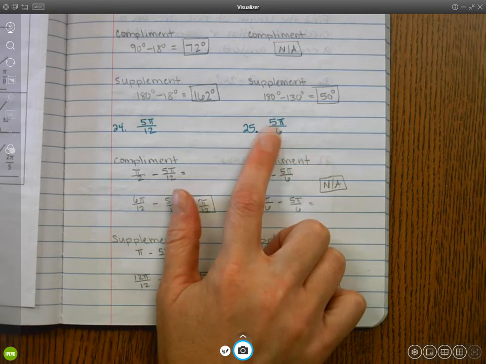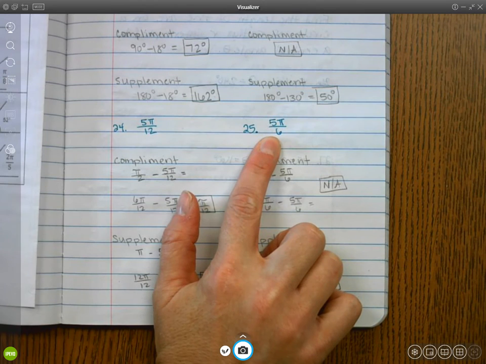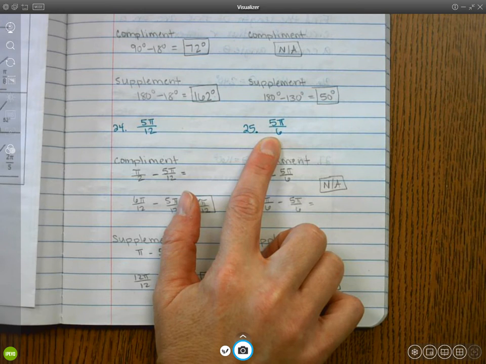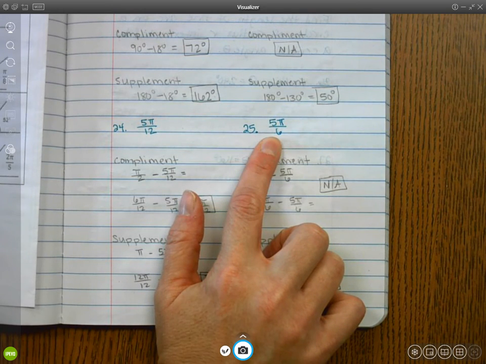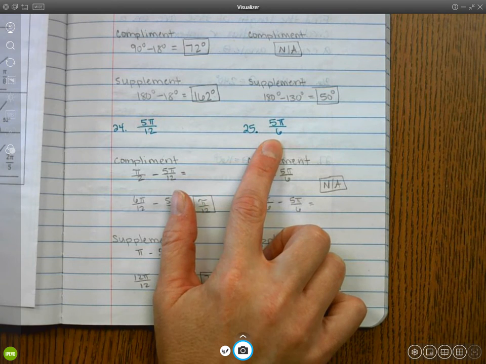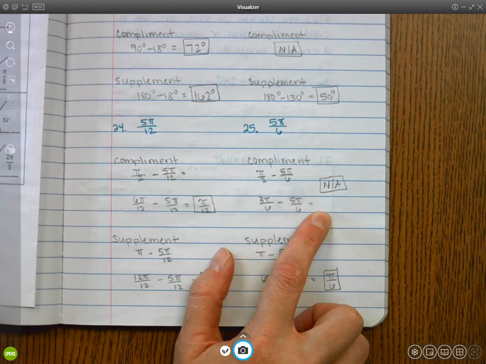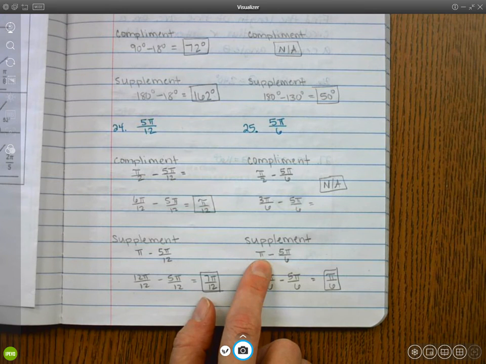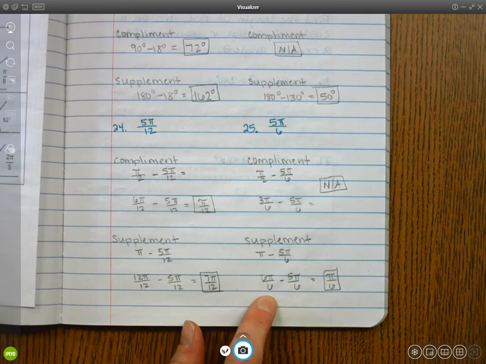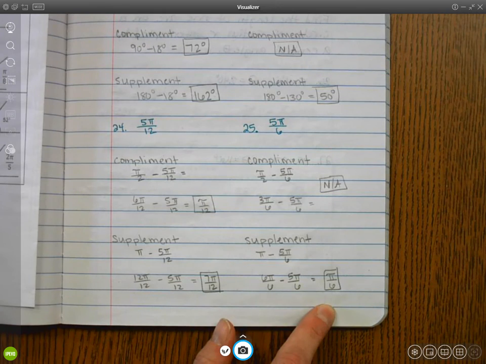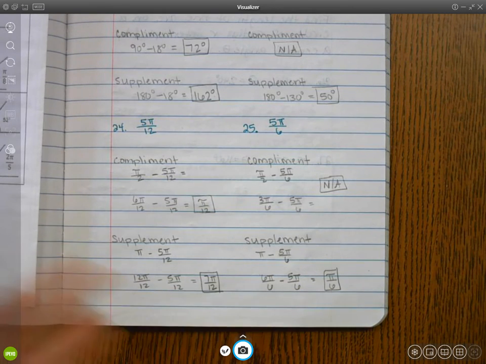All right, for 5 pi over 6, 5 is more than half of 6, which is why I know that there is no complement because that's more than 90 degrees. Remember, 90 is pi over 2, so 5 is more than half of 6, which makes this bigger than 90 degrees. So there is no complement. If you try to do the work, you get a negative, and then you would know you were wrong, because complements and supplements are always going to be positive. To find the supplement, you do pi minus 5 pi over 6. But we got to change pi to 6 pi over 6 and subtract, and we get pi over 6. All right, so that's complement and supplement.